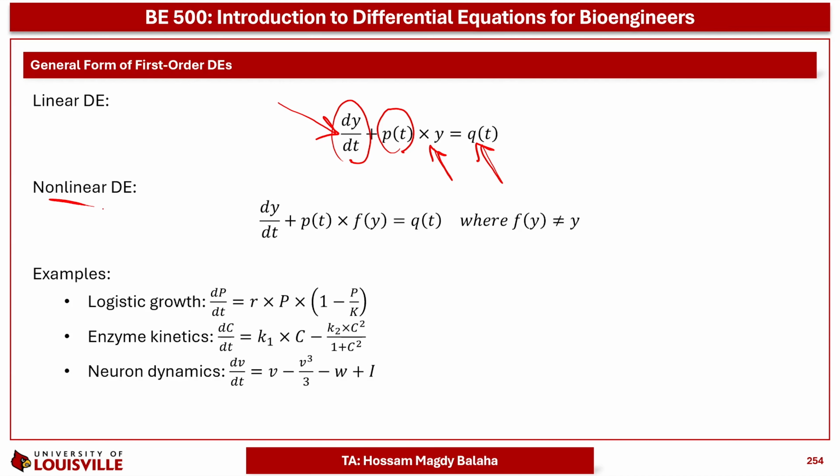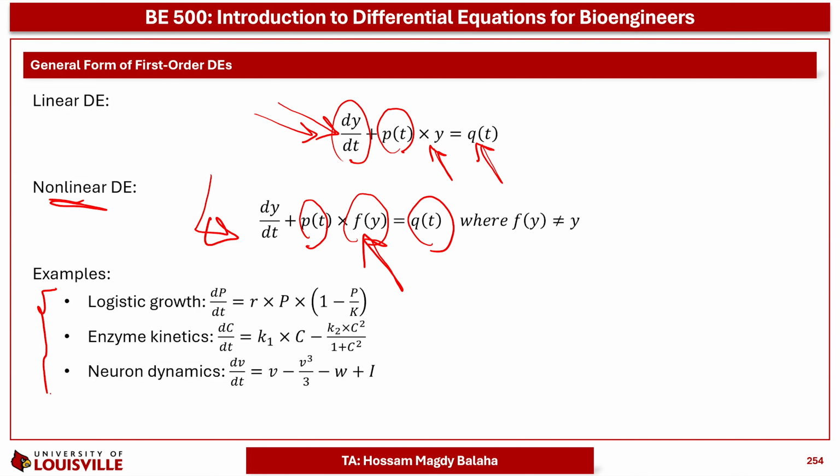But a nonlinear differential equation can be on this form: dy dt plus a function of t multiplied by a function of y. It can be y squared or sine y or cosine y equal to a function of t, where this function doesn't equal y, because if it's equal y, it will be converted to the linear version. These are some examples of the nonlinear differential equations.